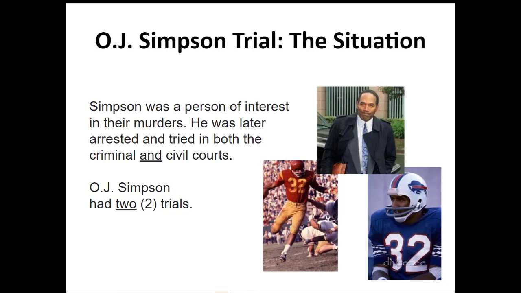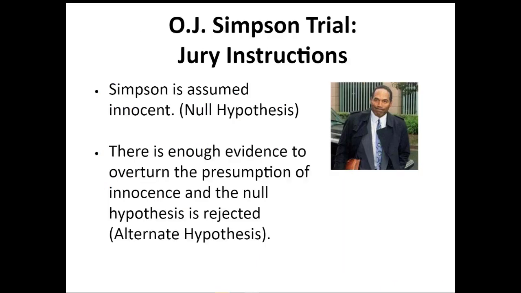During the investigation, Simpson was determined to be a person of interest in these murders. He was later arrested and tried in both the criminal and the civil courts. In other words, OJ Simpson had 2 trials. When a person is a member of a jury, they are given instructions. Just as in any jury, the Simpson jury was told that they should assume that OJ Simpson is innocent. That's the starting off point. Only if there is enough evidence to overturn the presumption of innocence should they find this person guilty.